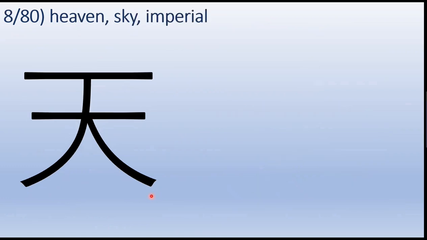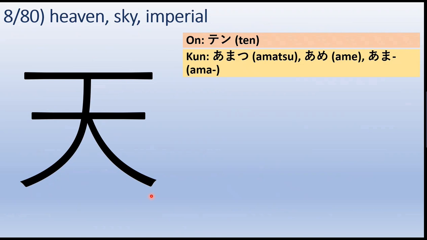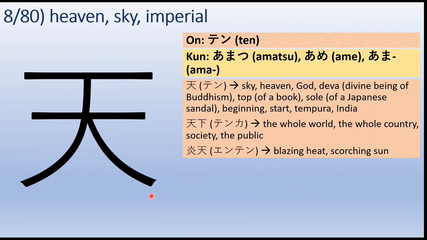The next is the heaven, sky, imperial. This is the kanji for the heaven or sky. And the on reading is ten. Kun reading is amatsu, ame, or ama. Ten means sky, heaven, God, Deva, that is the divine being of Buddhism. The top of a book, the sole of a Japanese sandal, beginning, start, tempura, and even India.